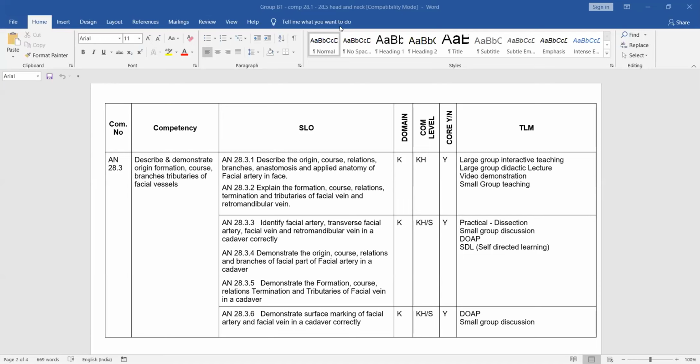Ma'am, I think this SLO is better than breaking it up. Describing the origin, everything, we can put in one SLO itself, ma'am. Because if we put so many SLOs, it will be too many, ma'am. So we thought of putting it as a single SLO.